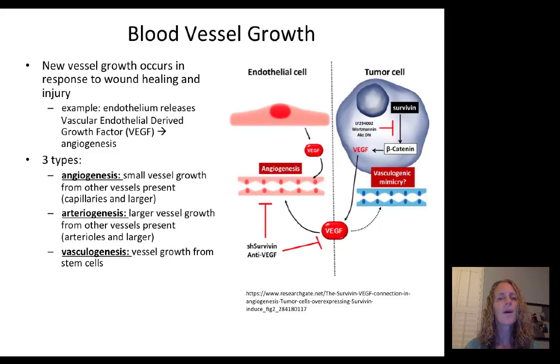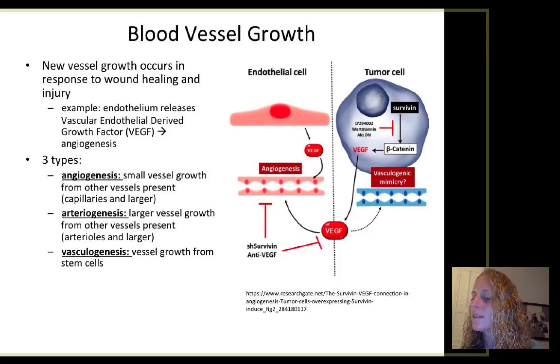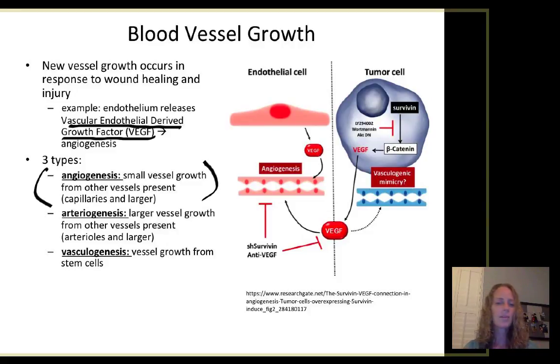Blood vessel growth also occurs as an effect on the endothelium. So new vessel growth occurs in response to wound healing and injury. For example, the endothelium can release growth factors, such as this one, vascular endothelial derived growth factor, which leads to angiogenesis. There's actually 3 types of blood vessel growth. Angiogenesis, which we have already talked about in previous lectures, is growth of the capillaries. Arteriogenesis is growth of the larger arteries. And vasculogenesis is just general vessel growth from stem cells.